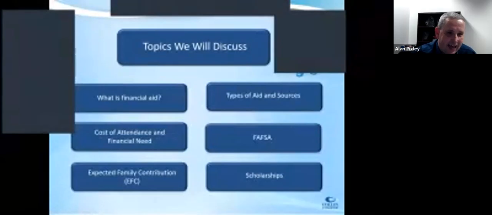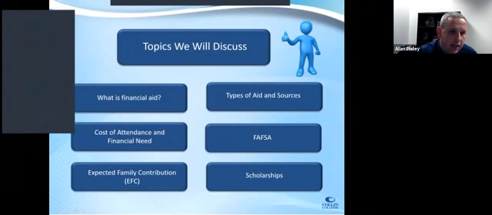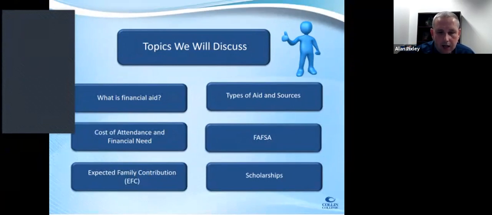Talk a little bit about some of the terminology like cost of attendance and financial need and expected family contribution, along with types of aid and sources that you can look for to find financial aid. We'll talk about the Free Application for Federal Student Aid, or the FAFSA, that students can complete each year in order to acquire funding for higher education from the federal and state government. And then also we'll talk a little bit about scholarships at the end.